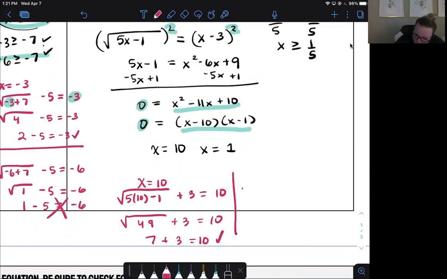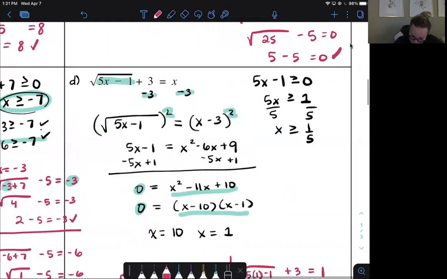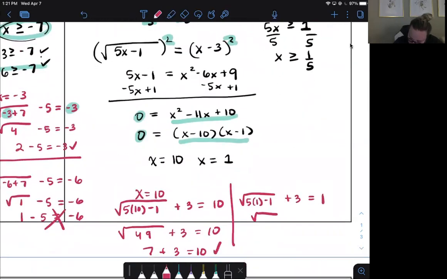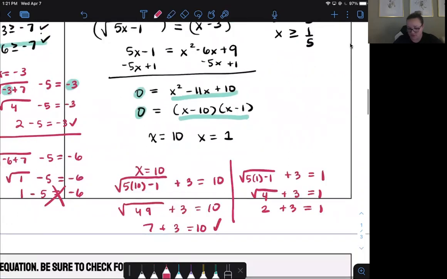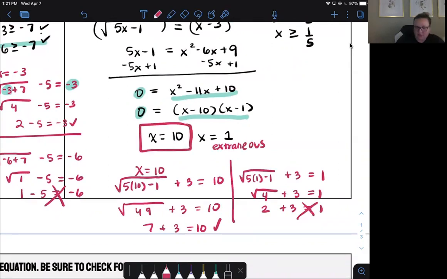Then we need to check 1. So we're going to have the square root of 5 times 1 minus 1, plus 3, is equal to 1. So the square root of, I got 1, right? Yeah. 5 times 1 is 5, minus 1 is 4. So we get the square root of 4 plus 3. The square root of 4 is 2. And 2 plus 3 is not 1. So x equals 1 is extraneous. Remember to label it as extraneous. And the only answer that works is x equals 10.